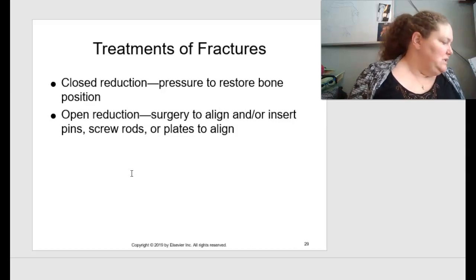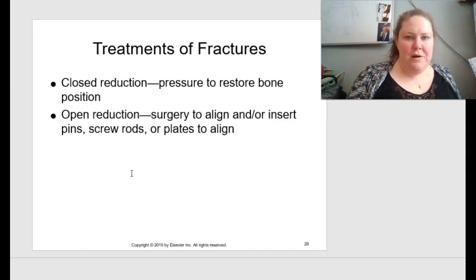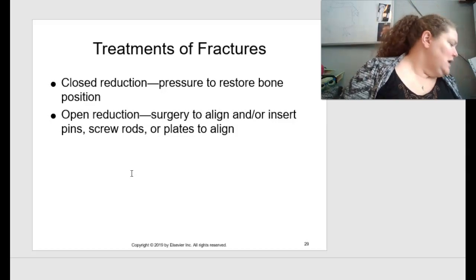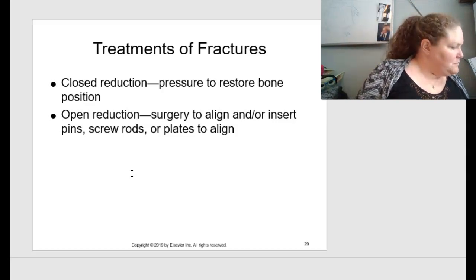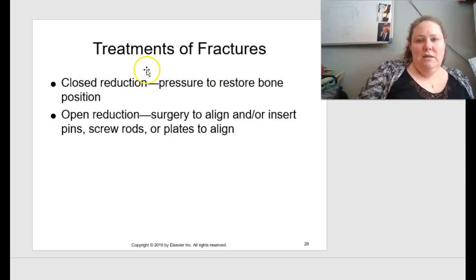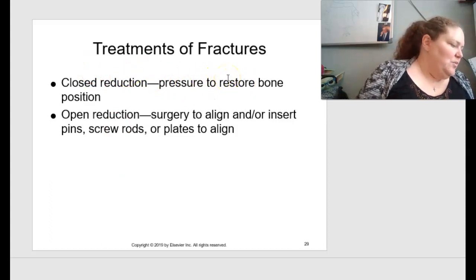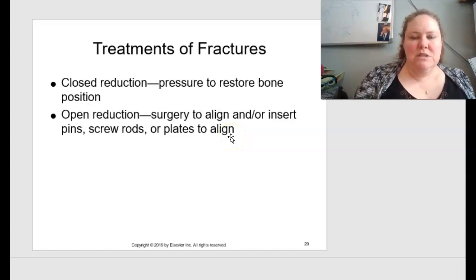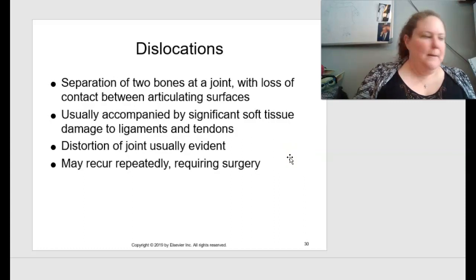So how do we treat fractures? Okay, well, this is on page 170 on the lower left. The first one is that you can have a controlled reduction, a closed reduction, and this is where we're going to have pressure or traction, right, in order to restore the bone position. So that would be like in a severe case. You can also have open reduction, and this would be surgery that you would need to align or insert pins, screws, rods, or plates in order to align those bones and keep them straight long enough in order to heal.